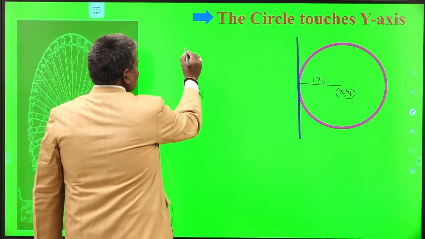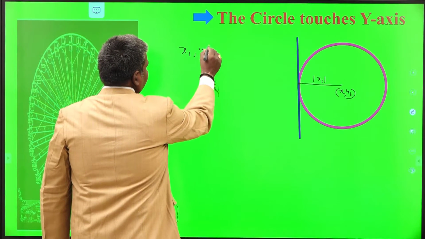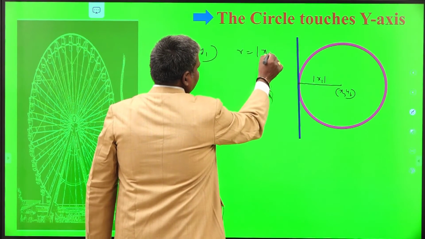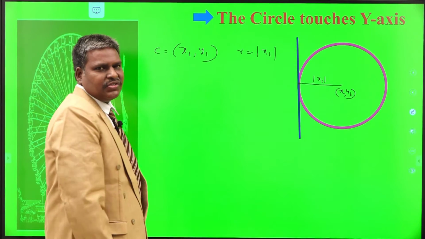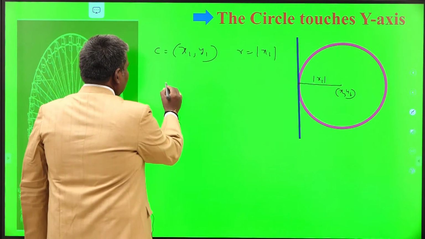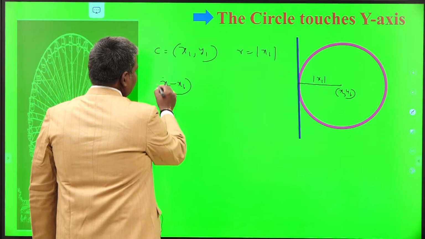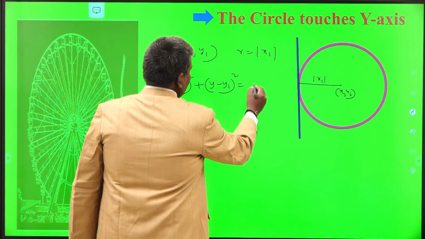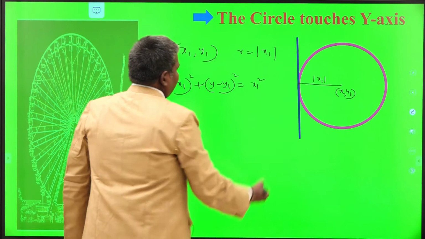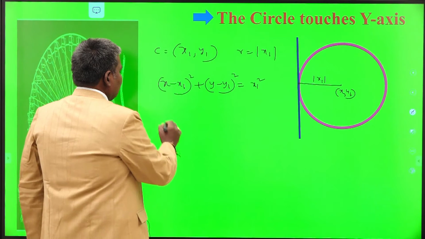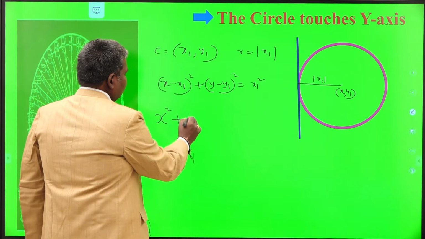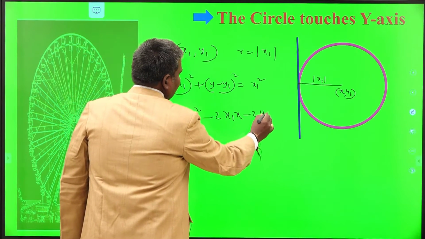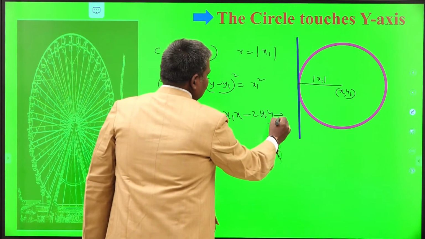You have the center is x1 comma y1. This is your center. Radius is mod x1. Once you know the center and radius, you can write the equation. That is x minus x1 whole square plus y minus y1 whole square is equal to r square. r square means what here? Mod x1 square, that is nothing but x1 square. On expanding, x square plus y square minus 2x1x minus 2y1y plus y1 square equal to 0.